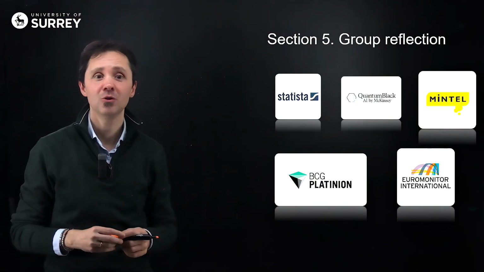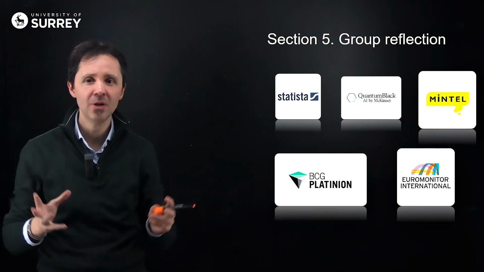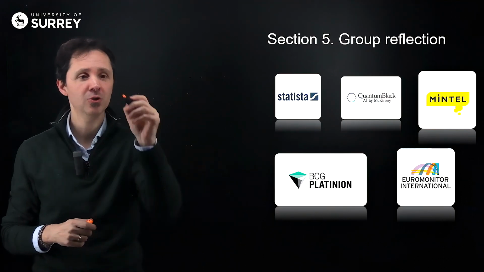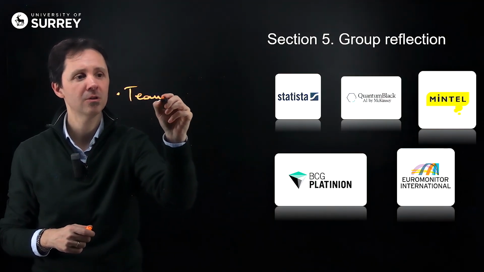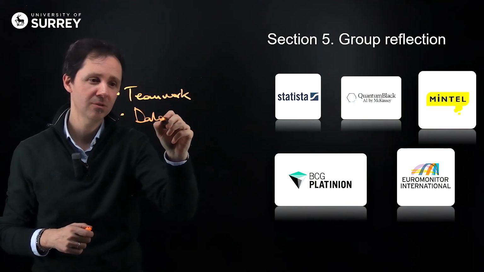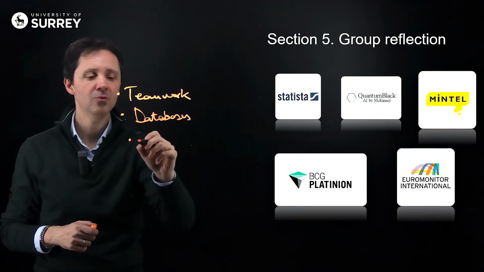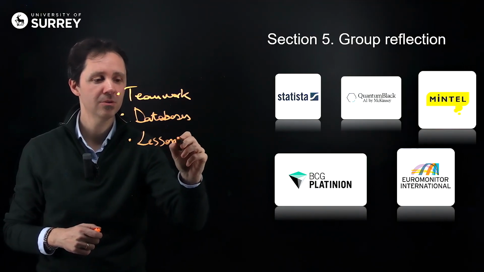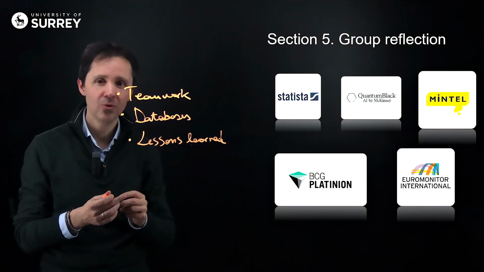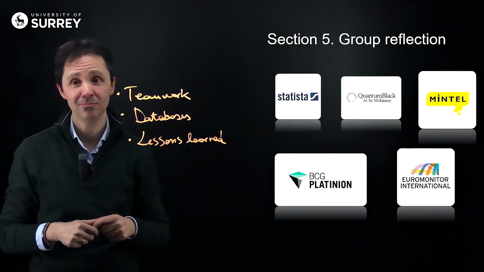And finally, the group reflection in section 5 is all about describing how you approached the work in your presentation. So, for example, you may wish to talk about the approach to teamwork, the databases that you used, and of course, the lessons learned. So effectively describing how you approached the overall research process of your presentation.